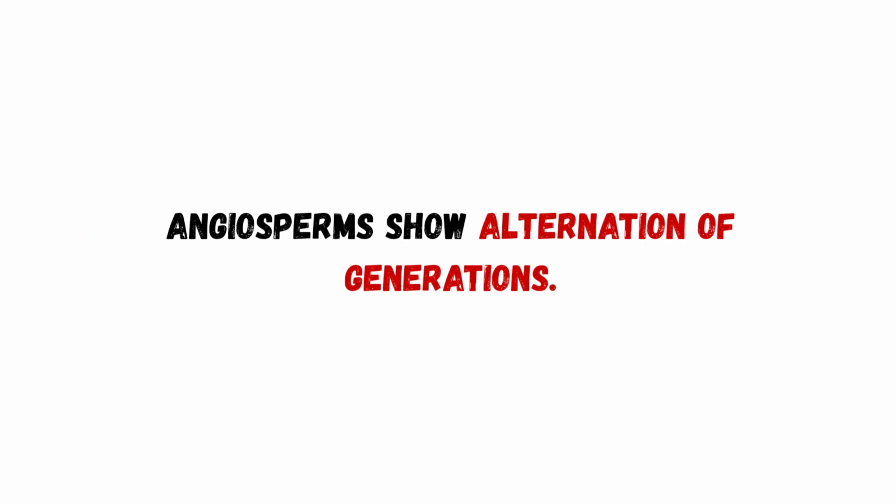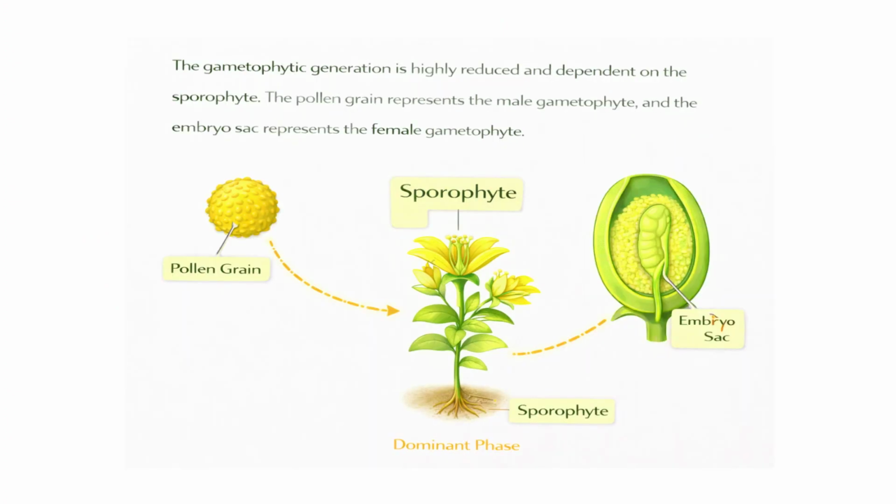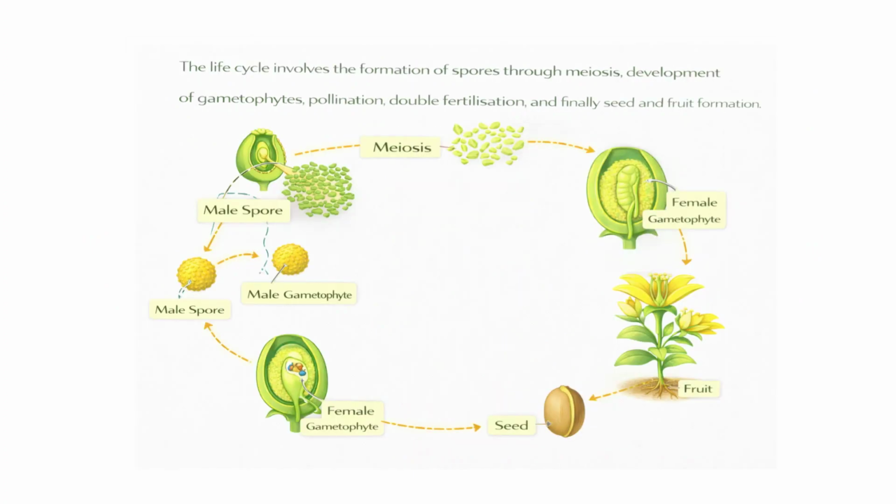Now let us understand the life cycle of angiosperms. Angiosperms show alternation of generations. The dominant phase in angiosperms is the sporophytic generation, which is diploid. The entire flowering plant that we see is the sporophyte. The gametophytic generation is highly reduced and dependent on the sporophyte. The pollen grain represents the male gametophyte and the embryo sac represents the female gametophyte. The life cycle involves the formation of spores through meiosis, development of gametophytes, pollination, double fertilization, and finally seed and fruit formation.